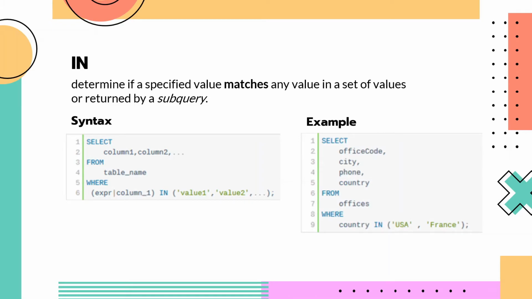Select officeCode, city, phone, country from offices where country IN ('USA', 'France'). So we will select the data if the country is USA or France. It means that we want to select the data if the value matches one of the values in the set.